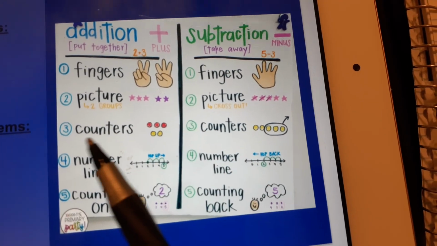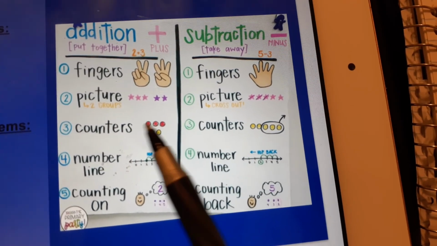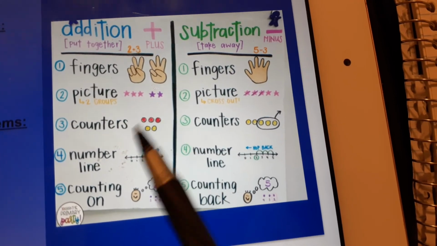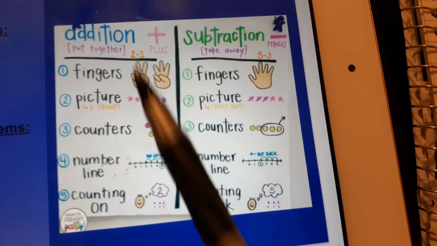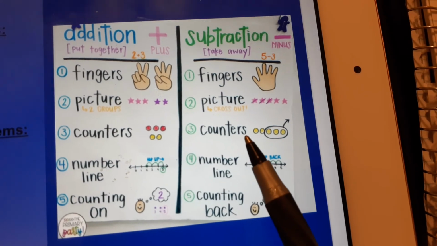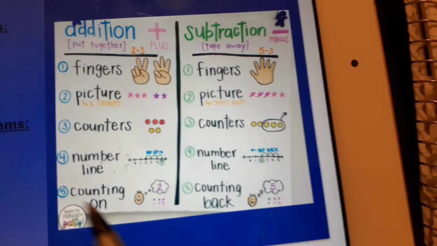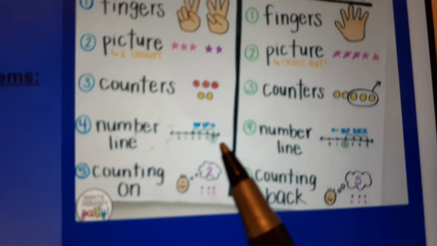Number 3 is counters. We can use counters to show 3 plus 2 equals 5. That shows me that I'm adding 2 and 3. Counters, 5 minus 3. So 5 minus 3, you're taking 3 away. So now there's 2. The number line, we can go to 5.